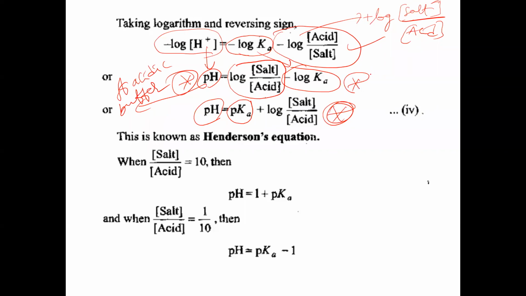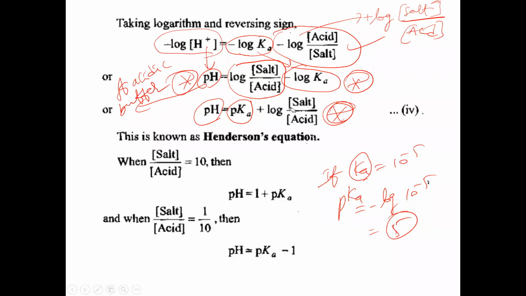So these two equations will be used. In some books it will be taken as pH equal to log salt by acid concentration minus log Ka, because Ka will be given to you in the exam. Directly pKa will not be given. If Ka is given, we have to calculate pKa. If the Ka value is 10 power minus 5, what is pKa? Minus log of 10 power minus 5, that is equal to 5. So pKa will not be given directly, Ka will be given, so we take minus log of Ka.